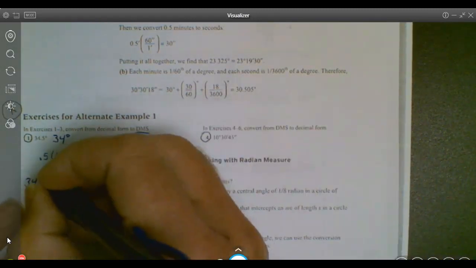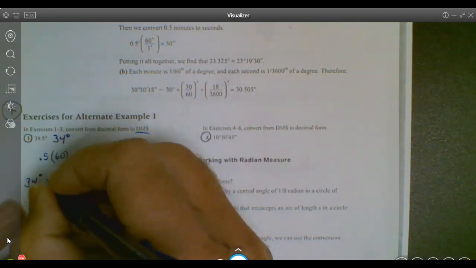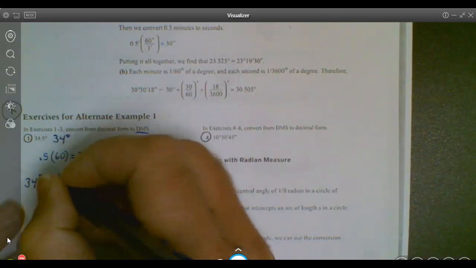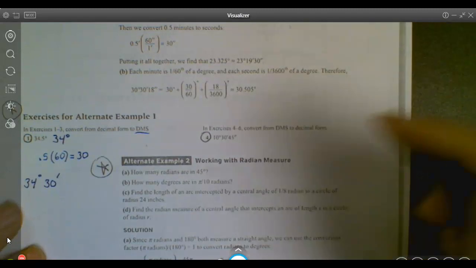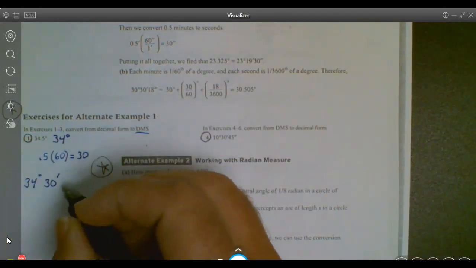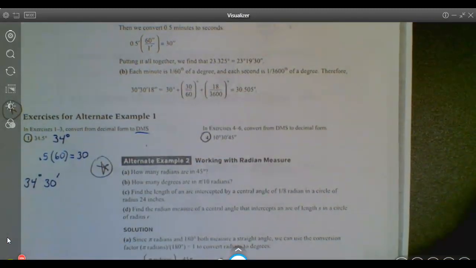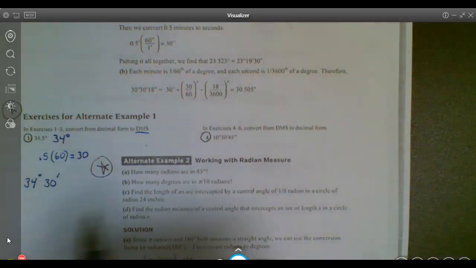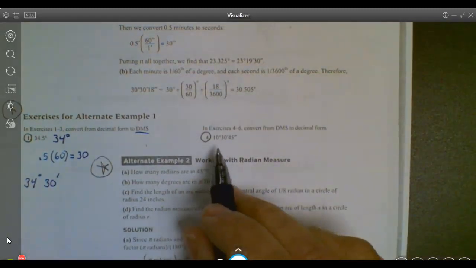Behind that, we have our minutes, which was 30, and they used the single accent mark to represent the minutes. And then if we had seconds, those would come next with the double accent. But this one didn't have any, so we could stop right there. So let's go back the other way with one.